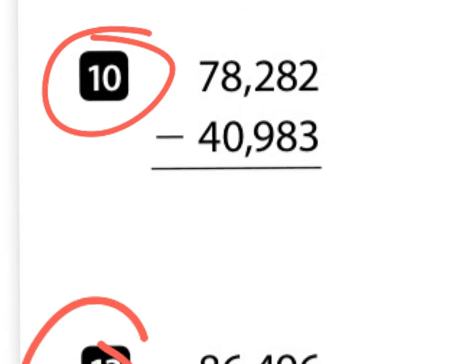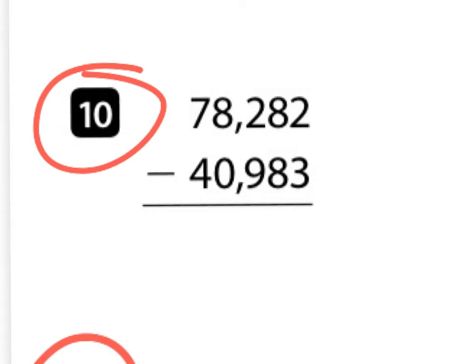Number 10. Start out in our units place. 2 minus 3 we cannot do, so we take 1 from our tens place, which will change that to a 7, and bring 10 ones over here. So now we have 12 ones. 12 ones minus 3 ones will give me 9 ones.